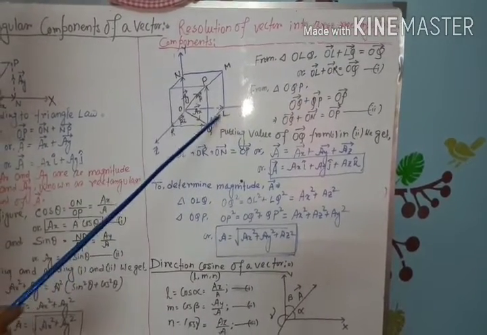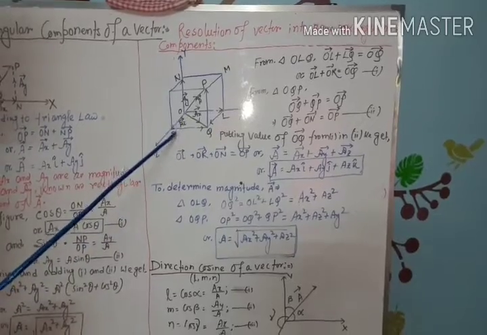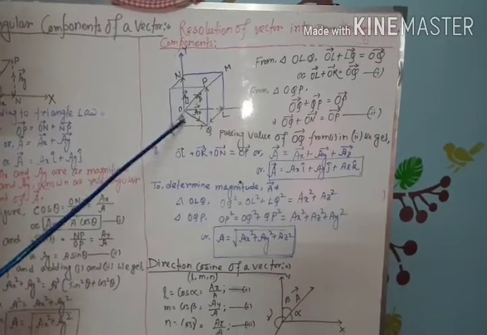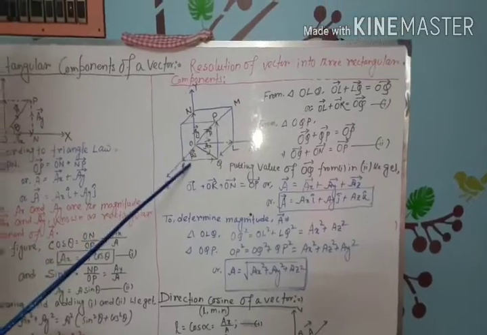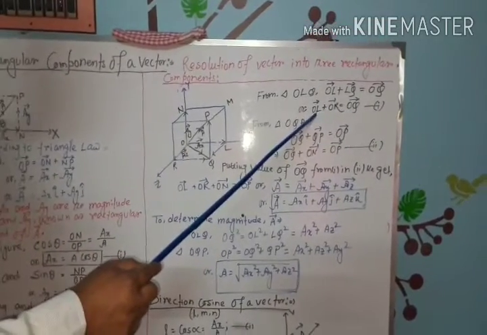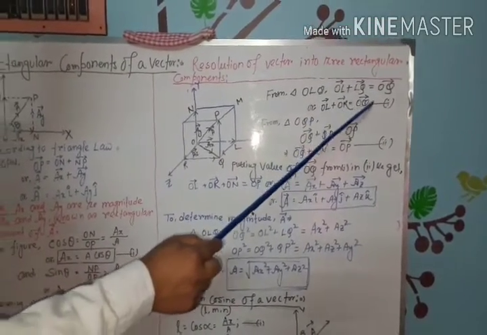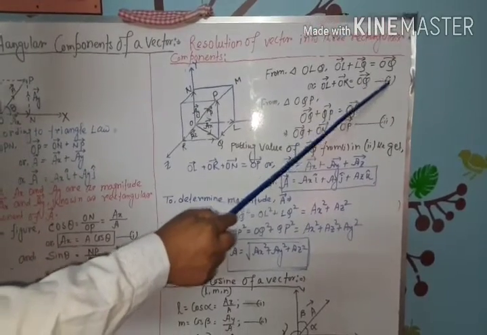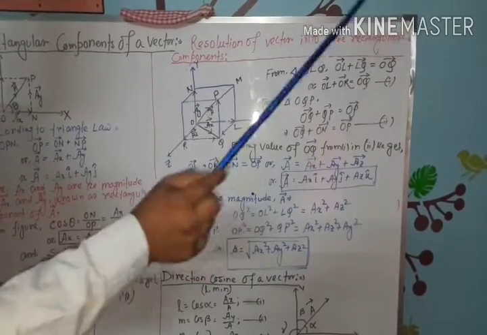Again, just see, OL plus OR. In place of LQ, we can write OR because both sides are the same. So LQ equals OR. That's why I write here OL plus OR is equal to OQ. Consider this equation as 1.